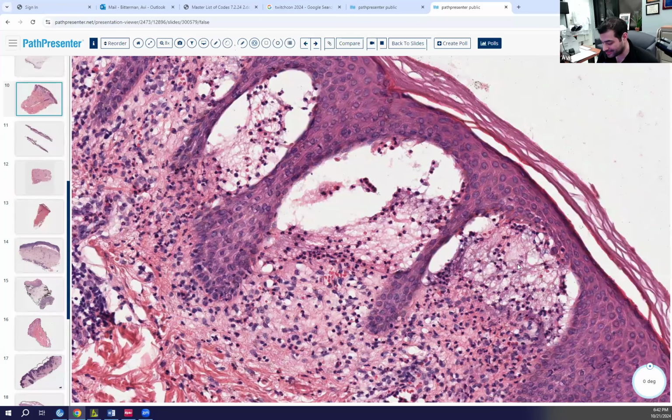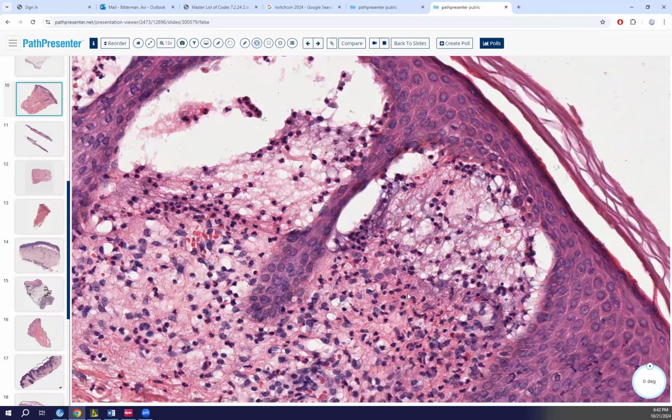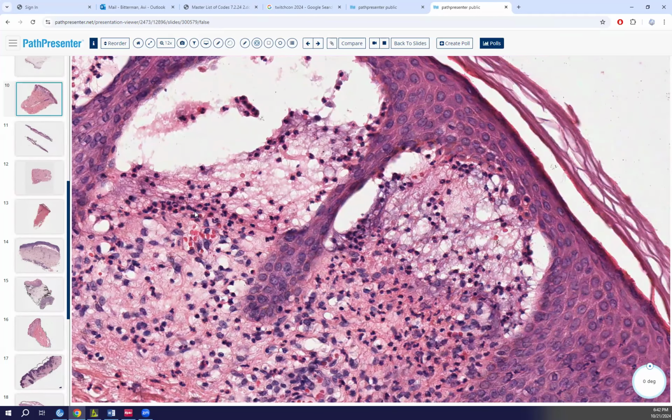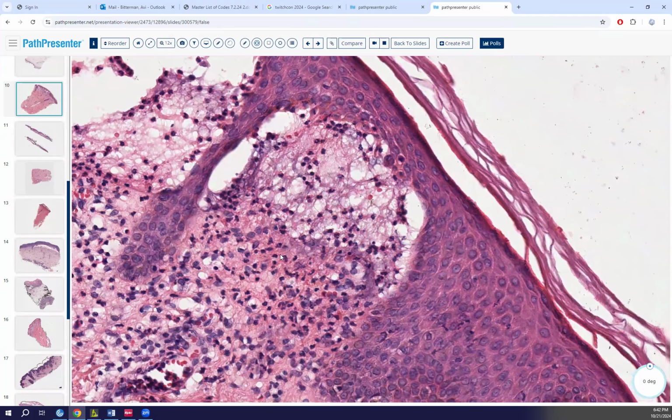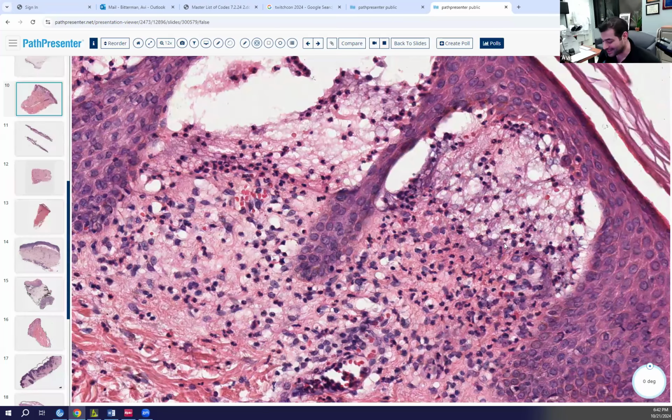Neutrophils stuffed in that papilla. There are EOs in there too. And oftentimes with DH, EOs can predominate early on, and then you get more of the neutrophilic microabscesses, just so you know, okay? Oh yeah, there are some EOs in here. Yes.